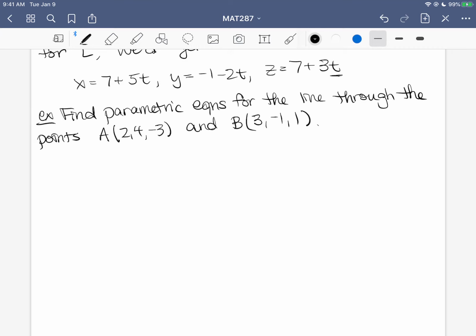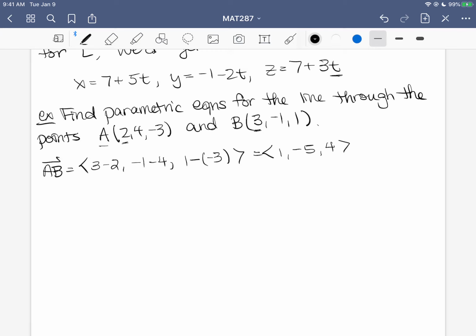So how do I determine a direction vector? Well, the line has to go through A and B, so it has to be parallel to the vector that goes from A to B, or vice versa, from B to A. Okay, so let's find vector AB. So remember, to find that vector, I'm going to take the coordinates of B and subtract the coordinates of A. So I get 3 minus 2, and negative 1 minus 4, and 1 minus negative 3. So that's the vector 1, negative 5, 4.